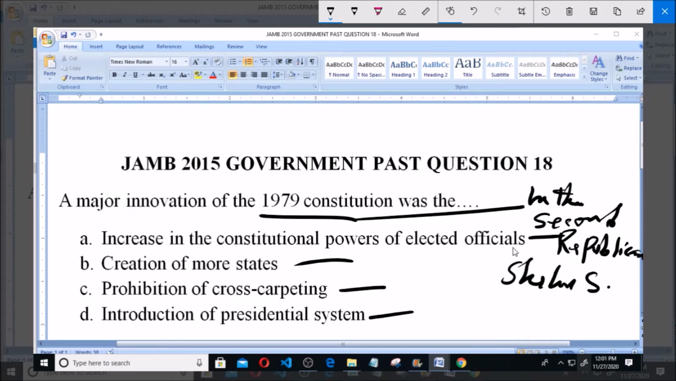And as you all know, Shehu Shagari was the first elected president in Nigeria. So the 1979 constitution introduced presidential system in Nigeria.